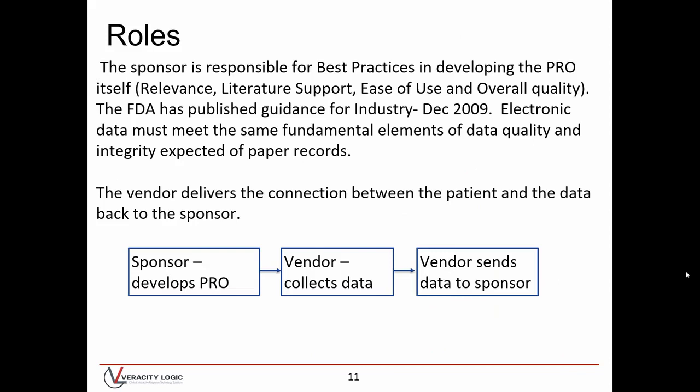The protocol will indicate whether a patient-reported outcome measurement will be used in the clinical trial. The sponsor is responsible for the best practices in developing the patient-reported outcome itself, which include relevance, literature support, ease of use, and overall quality. The FDA has published guidance for industry dated December of 2009. Electronic data must meet the same fundamental elements of a data quality and integrity expected of the paper records.